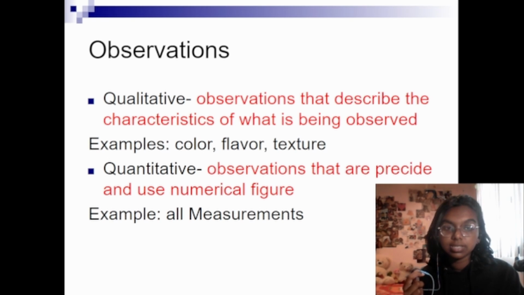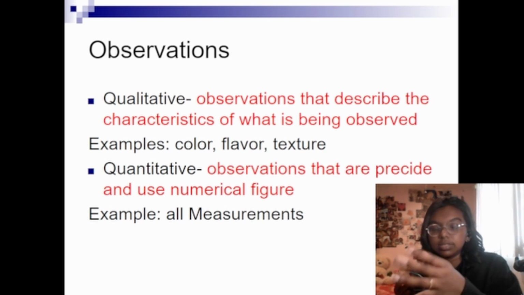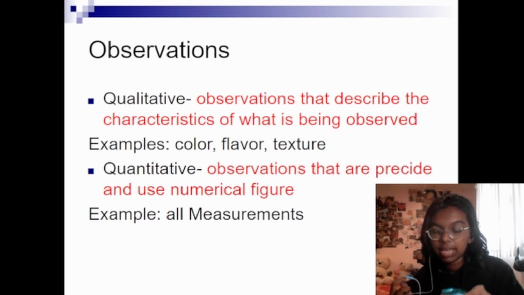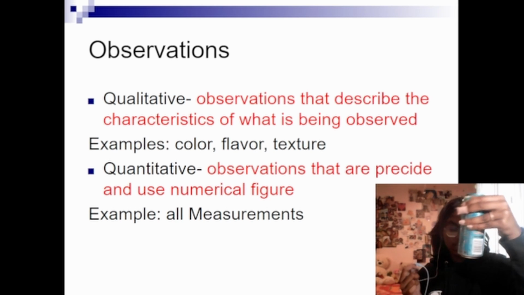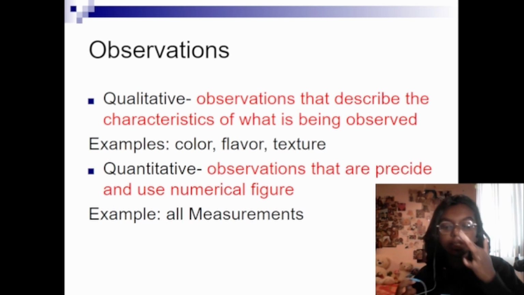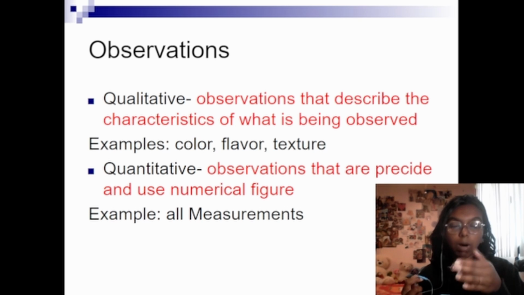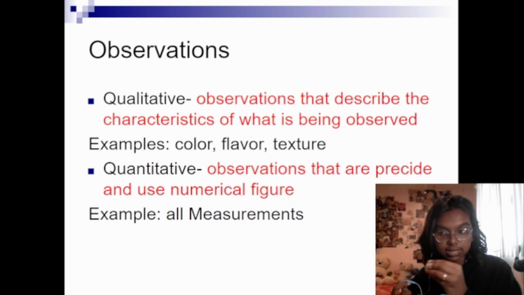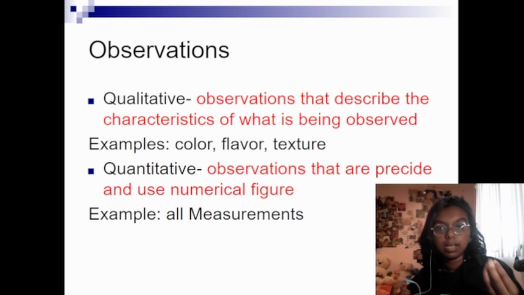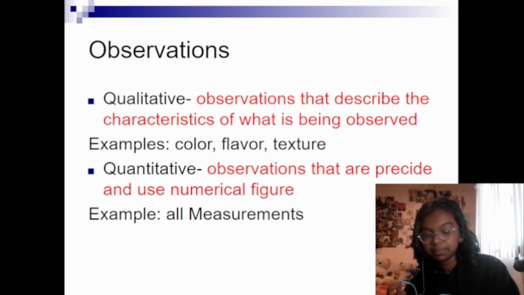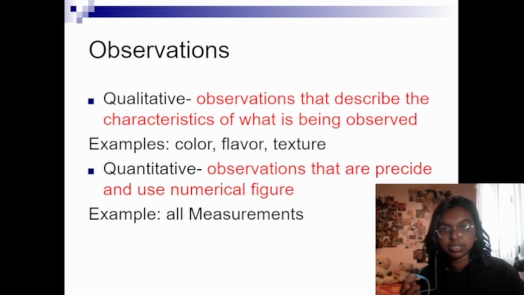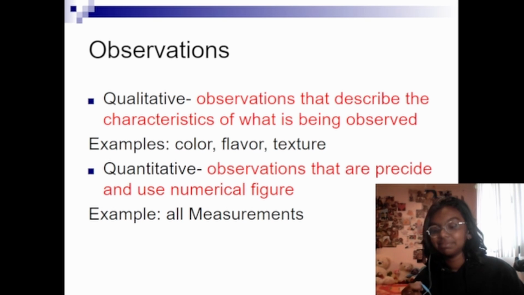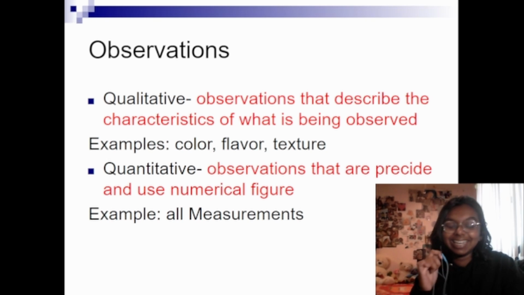observations that are precise and have a numerical figure. So, like pretty much a measurement. Like, oh, this can is filled with 16 fluid ounces of Monster. Like that's quantitative because it has a number, 16, and then a measurement, fluid ounces, and 473 milliliters. Interesting. Yeah. Okay.